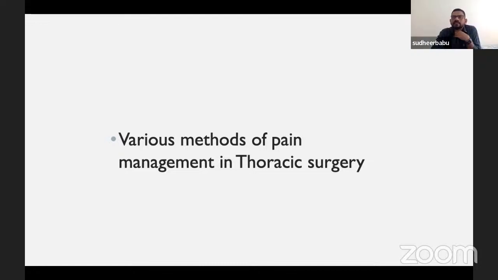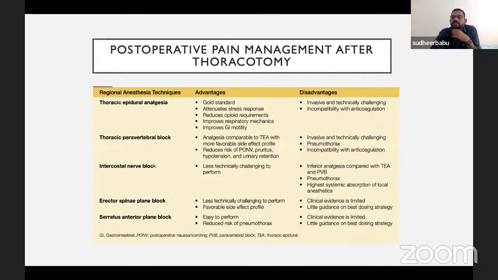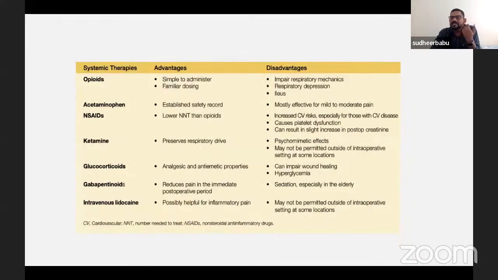The recent latest blocks are the serratus anterior and even the erector spinae plane block also. You can divide into regional anesthesia techniques and your systemic therapies.